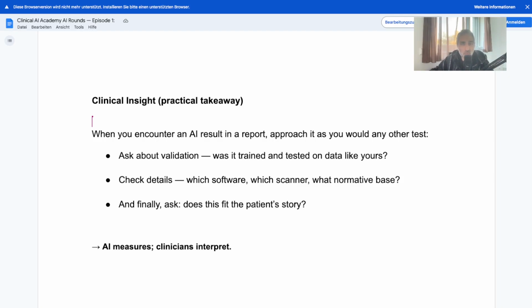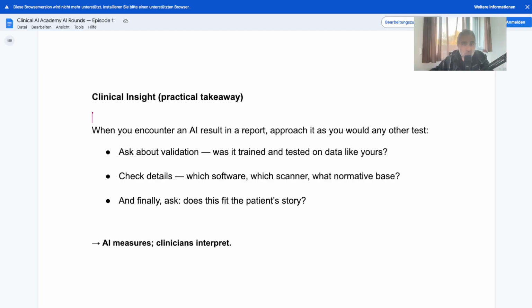And what is the normal? How was the normal reached for this specific AI tool? It would also be interesting to ask, for example, does this fit your patient's history? This is very important to keep in mind. It's always about your patient at the end of the day and not the AI itself. The AI is here to help you. So you can summarize it as: AI measures, but it's your role as clinician to interpret.